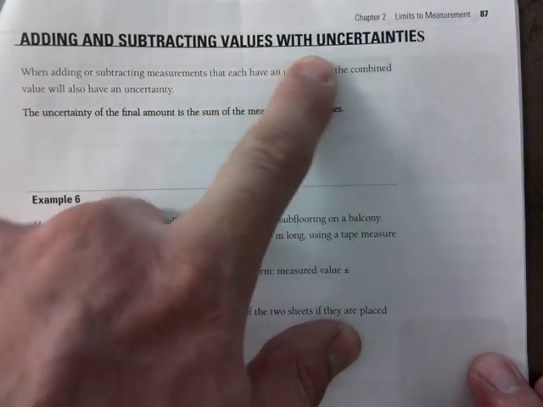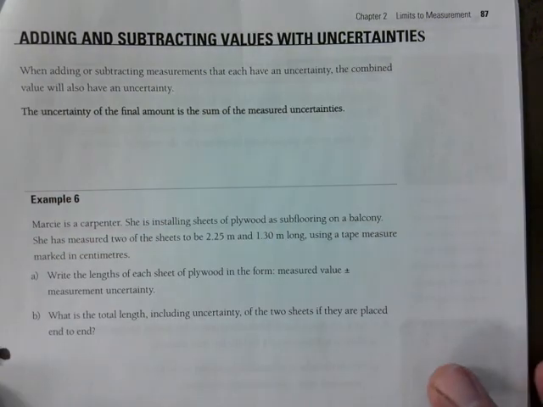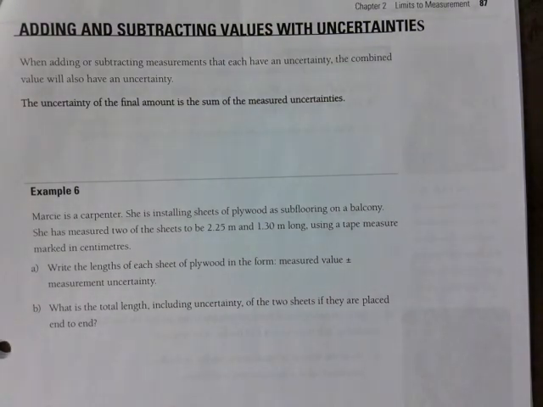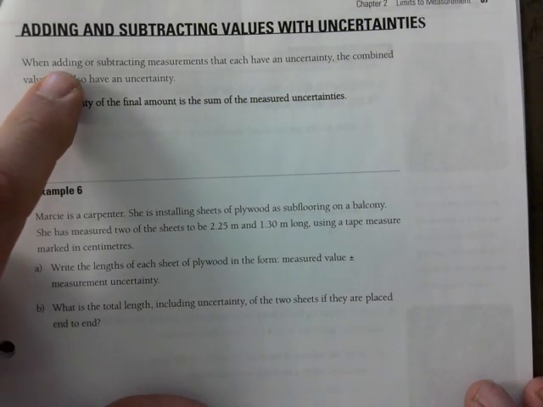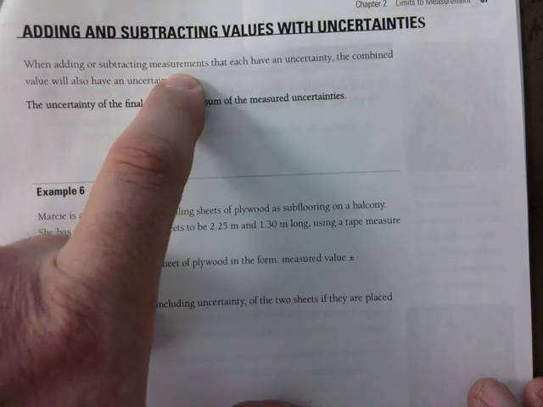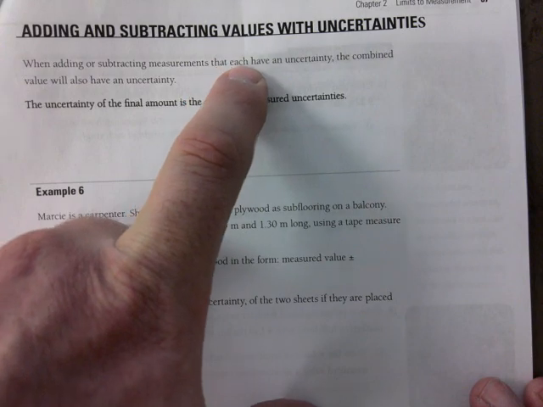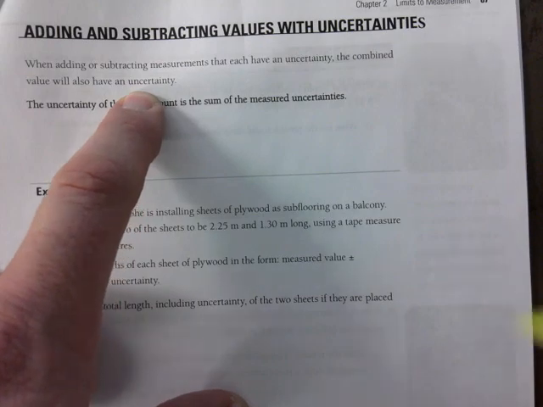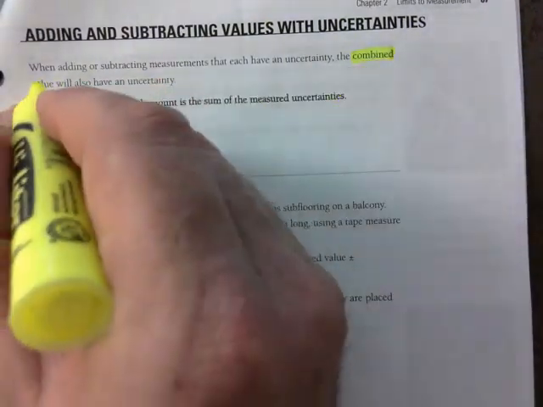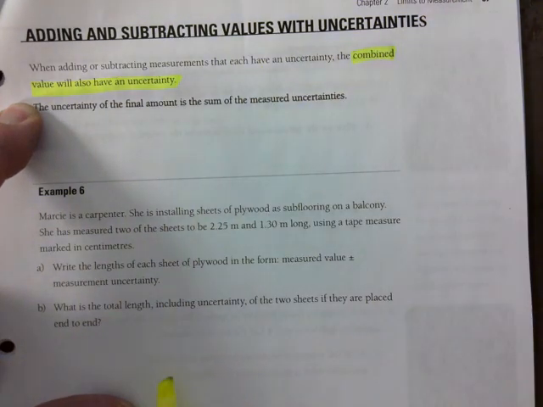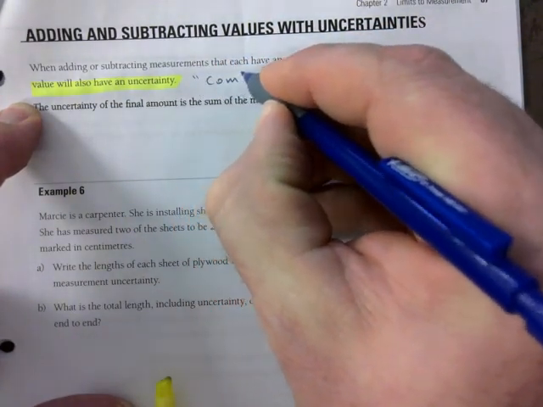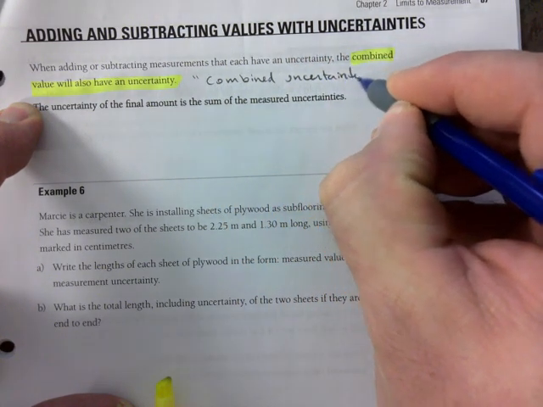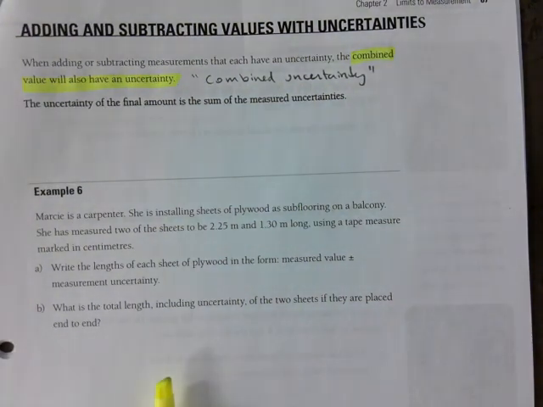Adding and subtracting values with uncertainties. If you have a highlighter, I'd like you to use it for this part. When adding or subtracting measurements that each have an uncertainty, the combined value will also have an uncertainty, right? The combined value will also have an uncertainty. It's called the combined uncertainty.